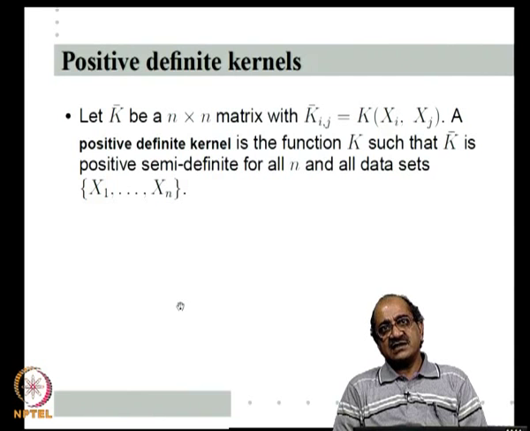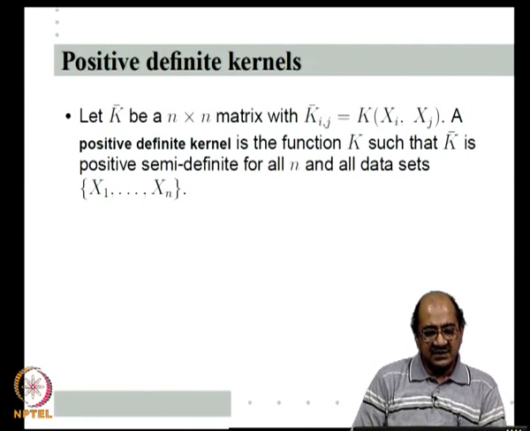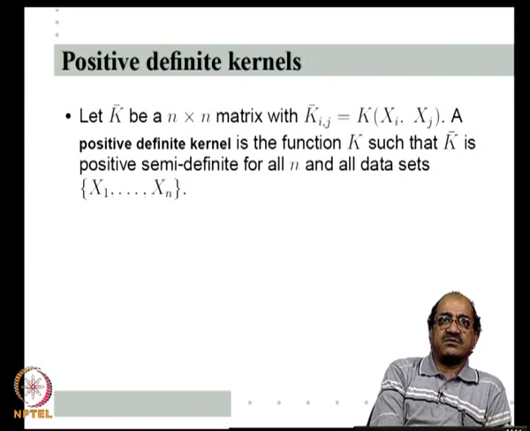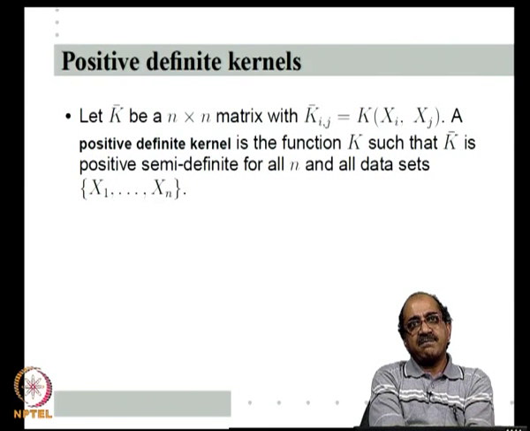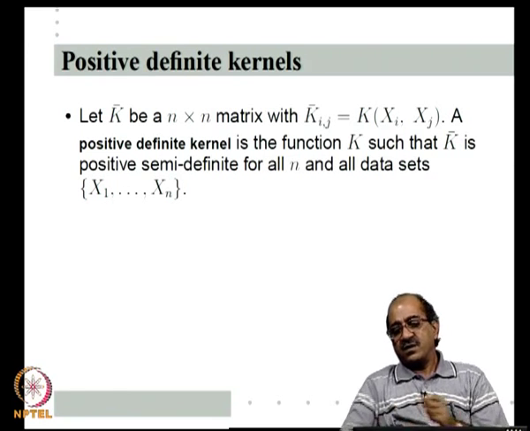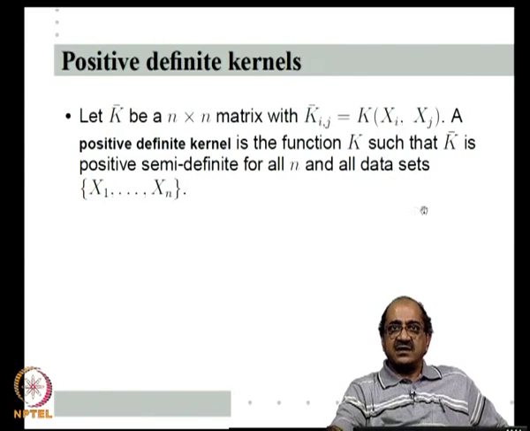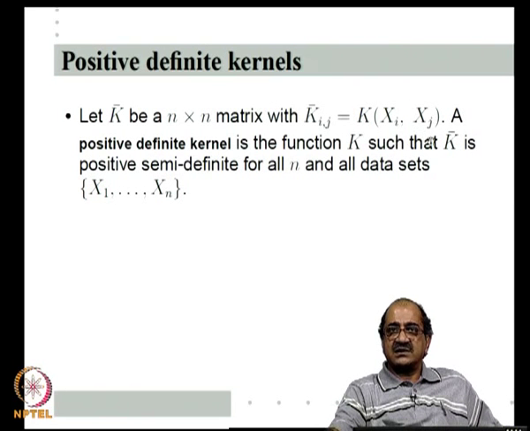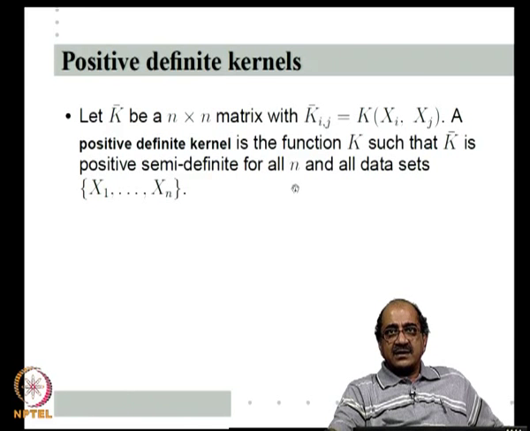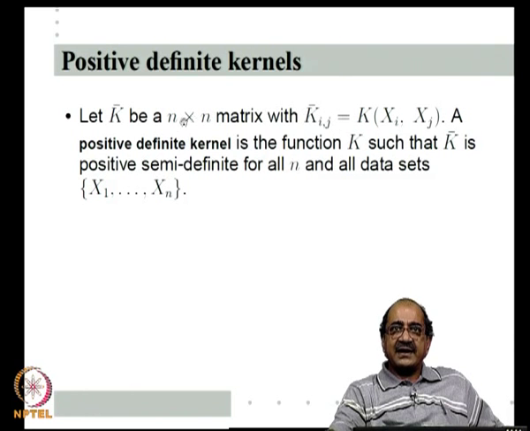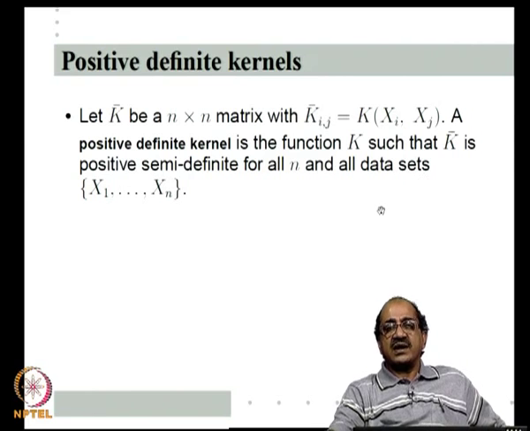A second characterization of kernels is what I call positive definite kernels. Given a kernel function and some data x1 to xn, let us make an n by n matrix K bar whose ij-th element is k(x_i, x_j). This will be a symmetric matrix, because the kernel function is symmetric. Then we say the kernel function is positive definite if the matrix K bar is positive semi definite for every n and all data sets.